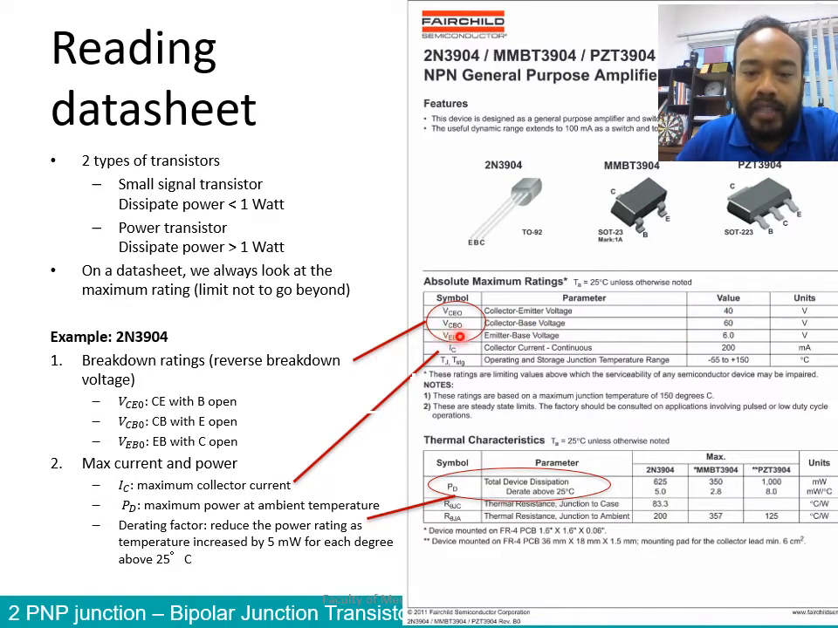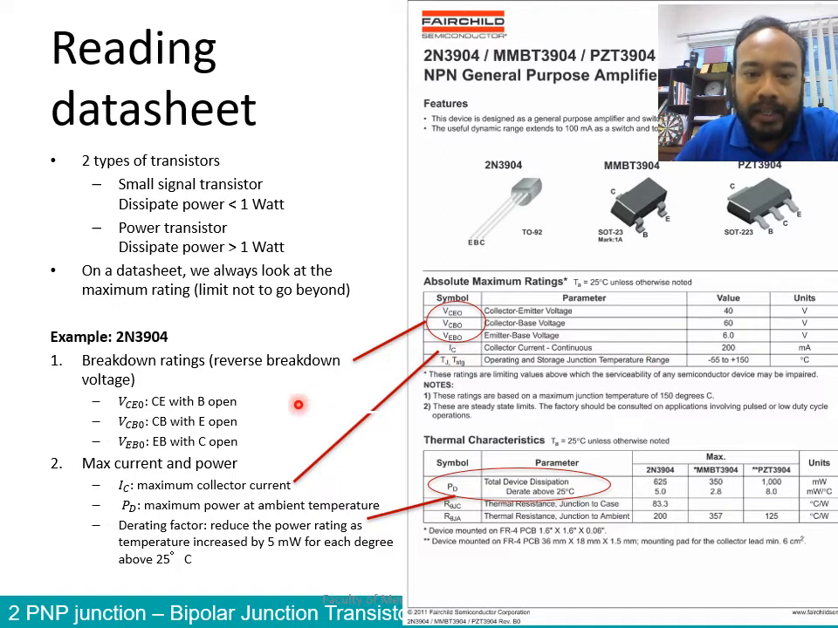And then we have VCB. So VCB is basically the voltage across CB. In between the collector and the base, we have 60 volt. And then VEB. So VEB is at 6 volt.